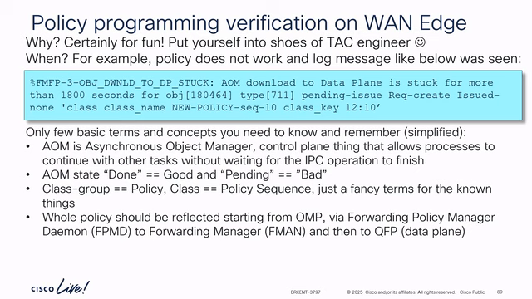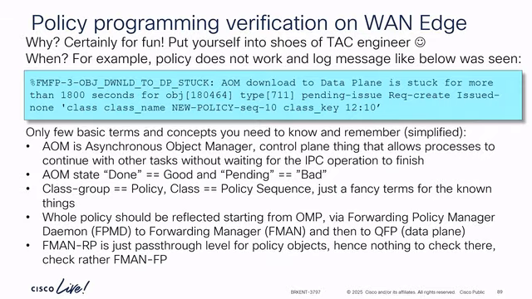The whole policy should be reflected starting from the OMP daemon to confd, from confd to the forwarding manager FP, and from the forwarding manager FP to the QFP data plane. We will follow the same path I showed you in the previous pictures. F1 RP is just a pass-through level, I already told you.